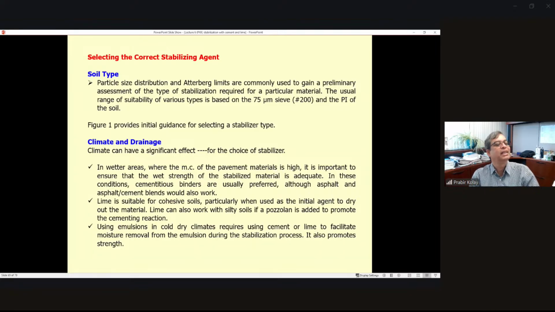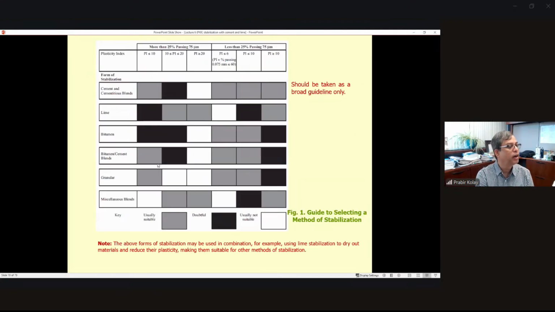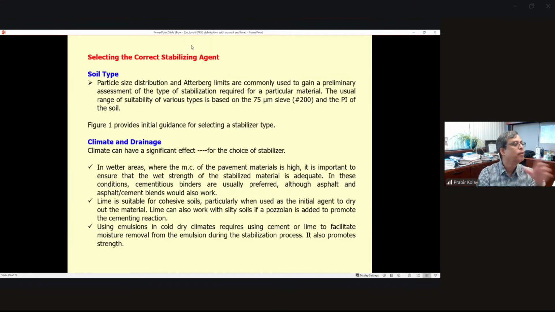So basically, for selecting the correct stabilizing agent, there are a few things you need to check. Particle size distribution, as I mentioned in the table earlier. We need to check the particle size distribution. We need to check the Atterberg limit. So two things you need to check, and then also there is a figure over here. This figure will give a guideline. So based on that, basically the particle size distribution you need to check.